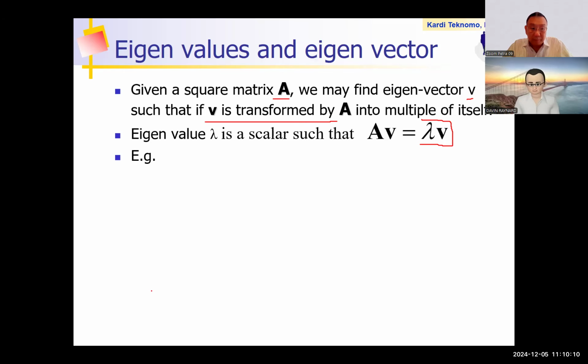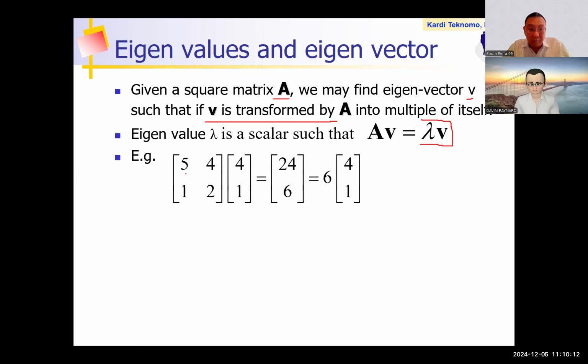So for example, I give you an example of matrix A, 5, 4, 1, 2. And then I can find the eigenvector. I will show you later how to find this eigenvector and eigenvalue. So I can find this eigenvector 4, 1. If we multiply, 5 times 4 plus 4 times 1, so 24. And then 1 times 4 plus 2 times 1, so it becomes 6. This is exactly the same as 6 multiplied by the same vector. Can you see this is exactly the same vector? So this is actually the eigenvalue, and this is the eigenvector. Is it clear or not?